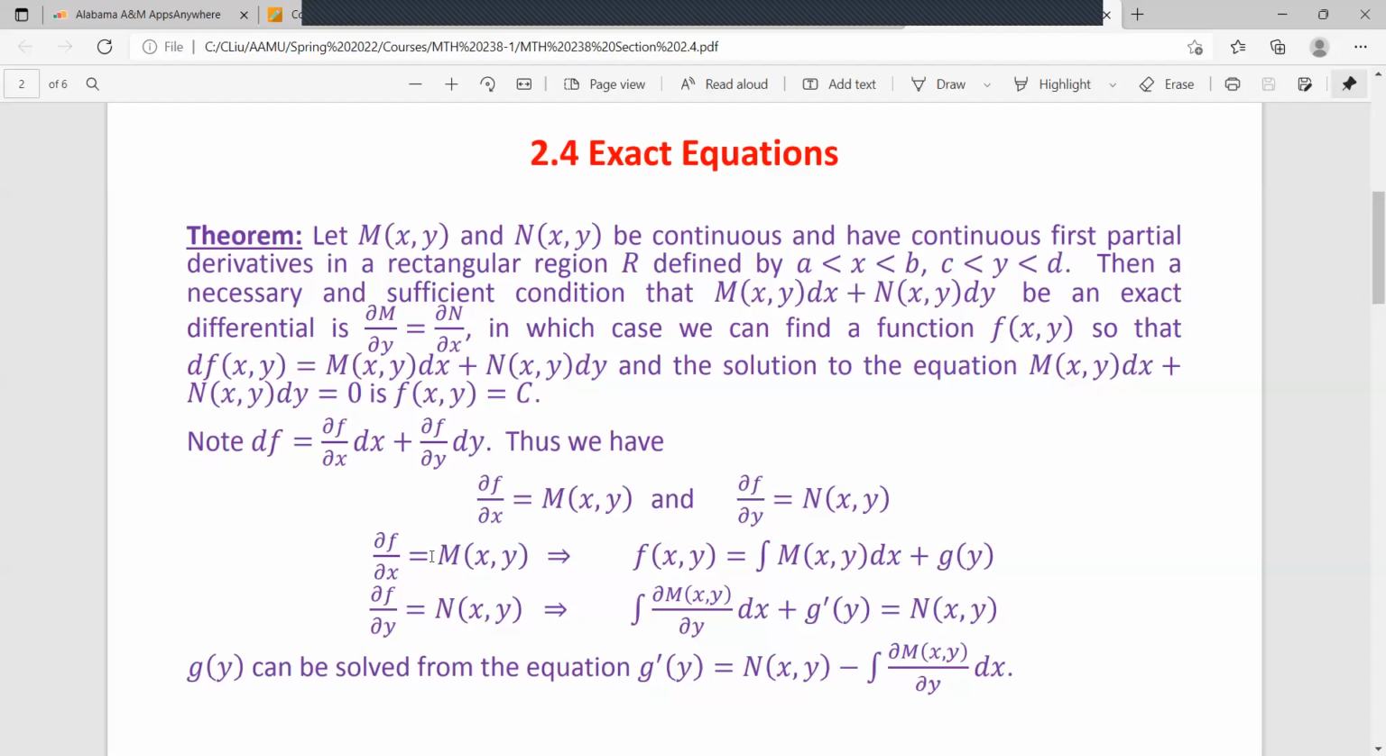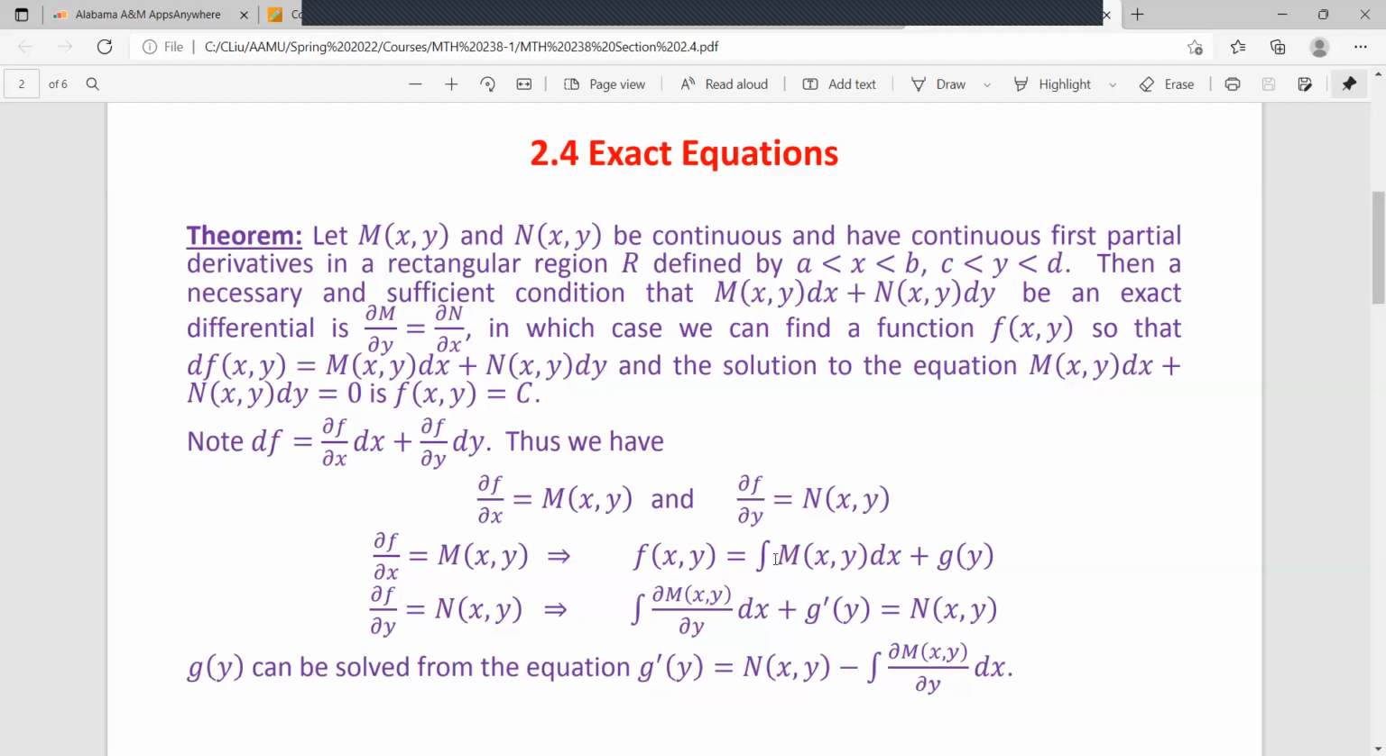Okay, for example, if you integrate the first equation, partial f with respect to x equal to M, you integrate with respect to x. Okay, so then you're going to get f on the left-hand side. Okay, so when you integrate with respect to x, then you treat y as a constant. Remember?